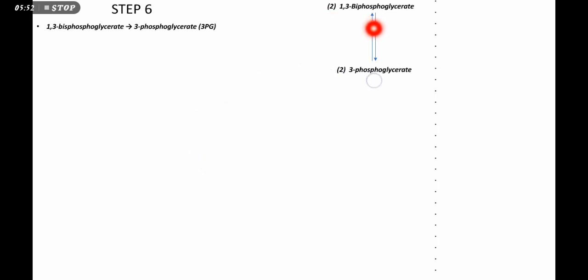Let's proceed to step number 6, which is also not an important step. Steps 6, 7, and 8 are not important because these are reversible steps, and they are not of regulatory importance. Step 6: 1,3-biphosphoglycerate is converted into 3-phosphoglycerate. As the reversible reaction arrow suggests, a phosphate is removed. The enzyme is phosphoglycerate kinase. The name suggests that the kinase is transferring a phosphate from 1,3-biphosphoglycerate, and the answer is to ADP, forming ATP. As a result, 3-phosphoglycerate is formed.